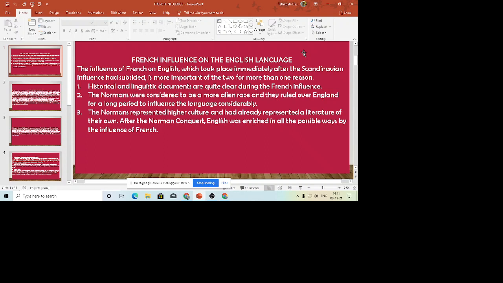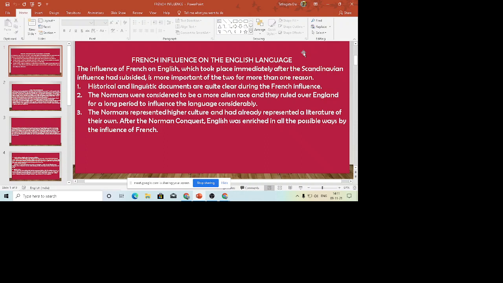Now this event that took place, that is the conquest of England by William the Conqueror, as he came to be known, William of Normandy, was destined to have a very profound influence on the English language.